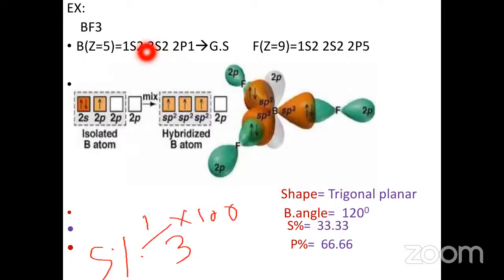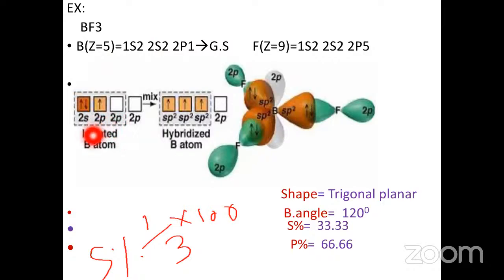Example, BF3. In BF3, boron is the central atom. Its atomic number is 5. Its electronic configuration is 1s2, 2s2 and 2p1 in the ground state. But in the excited state, the 2s electron enters into the 2py orbital.